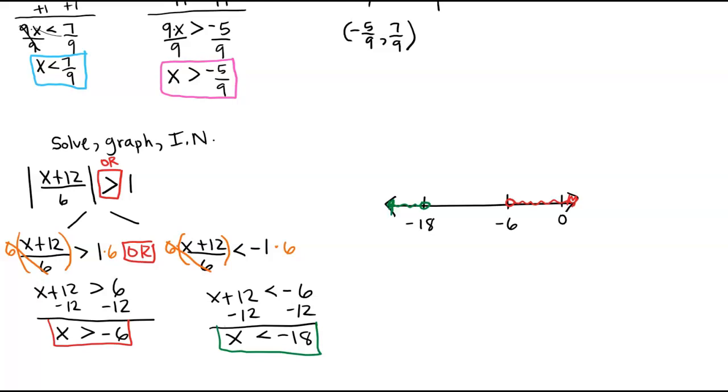And so this means we're going to have a little statement that has a union in between it because we have part of the graph that's missing. These numbers between negative 18 and negative 6 don't work for this inequality statement, but every other number on the number line would work. It's just these few in the middle that don't. All right, so to write down what we're saying that inequality is, it would be negative infinity to negative 18, parenthesis, because it doesn't include it, union, negative 6 to positive infinity.